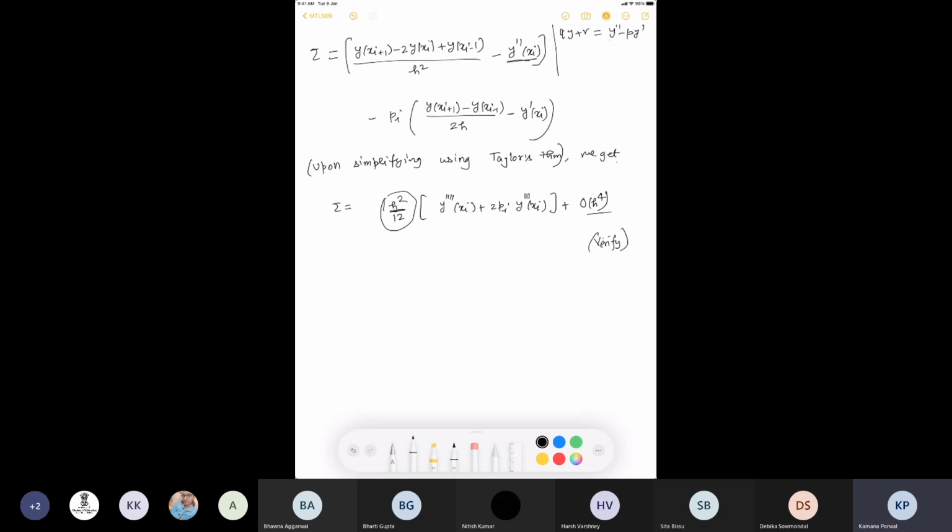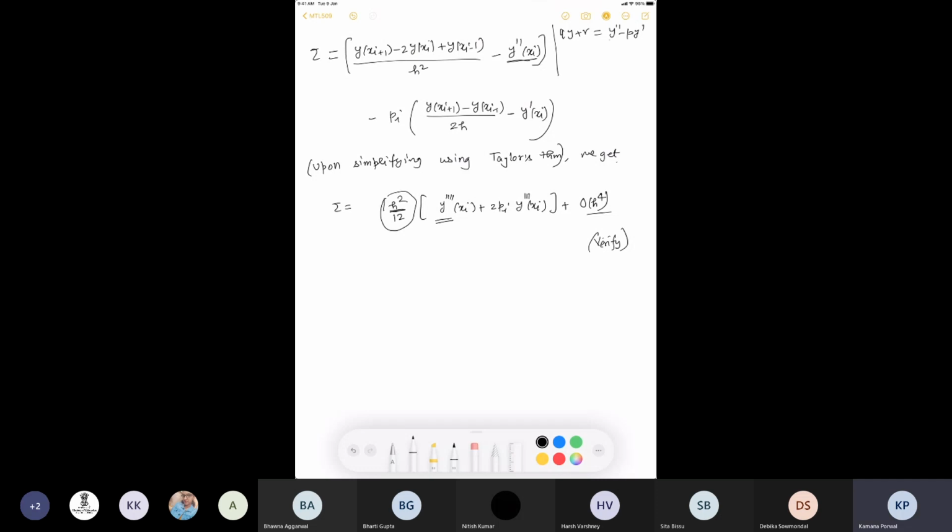One more thing you can observe here is that to have this numerical method of order h squared, you need the solution to be 4 times continuously differentiable. Whenever you work with numerical methods, you always have to assume that the solution has some additional smoothness.